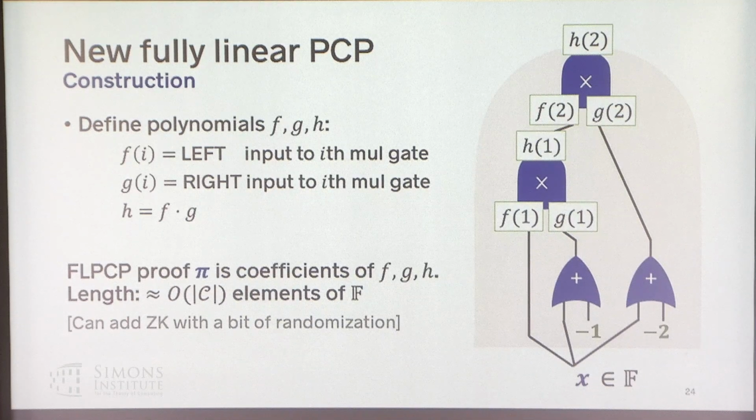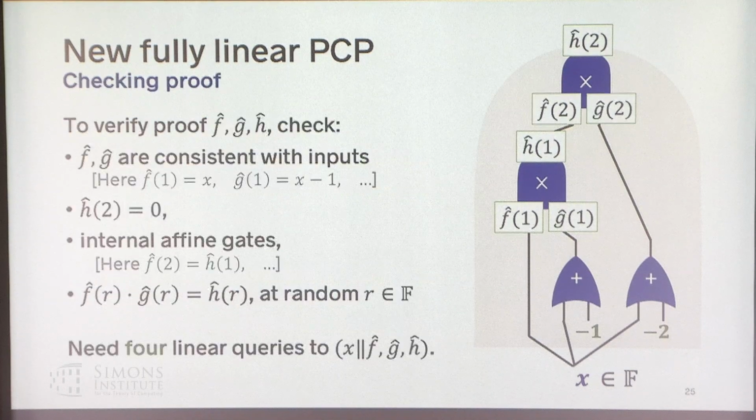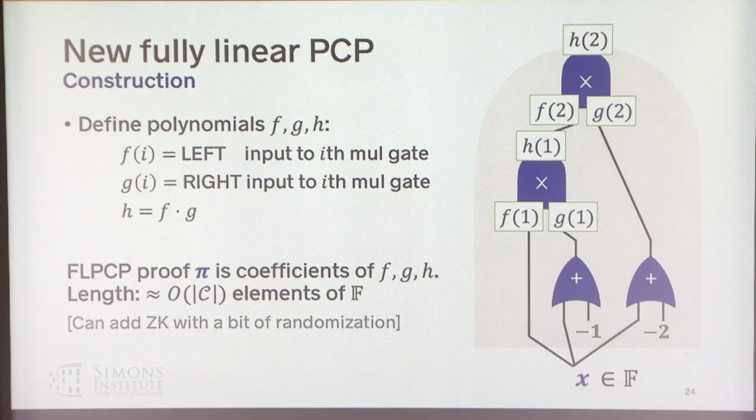Does anyone have a question? All right. So this proof now has size linear in the size of the circuit. So now to check the proof, yeah? The degrees of f and g are the size of the circuit, but the degree of h? Twice that, roughly. Yeah, I'm taking the lowest degree polynomial.